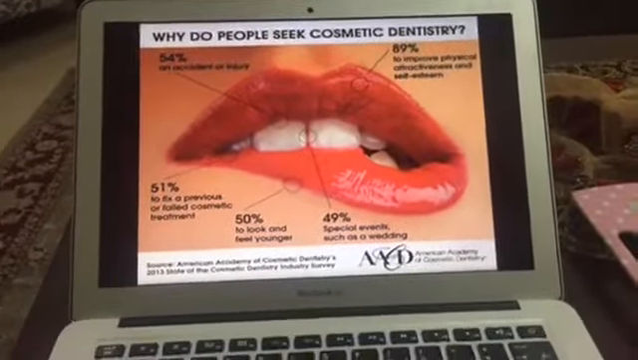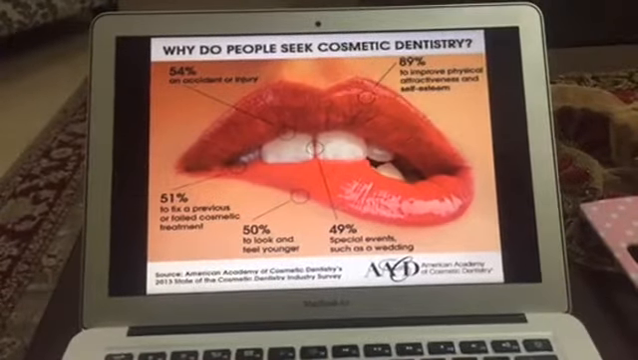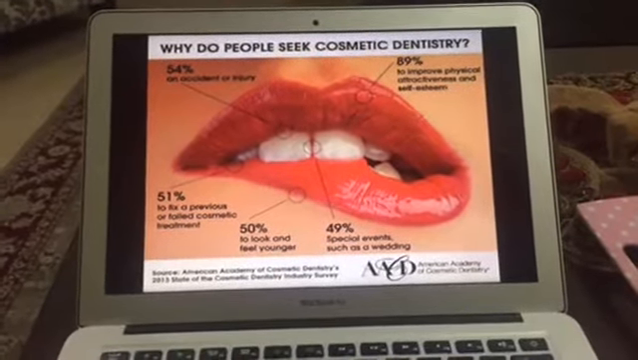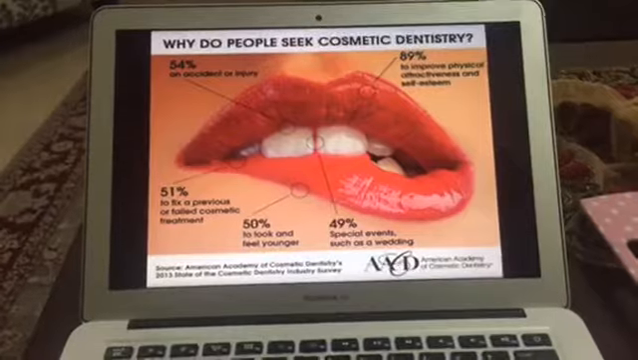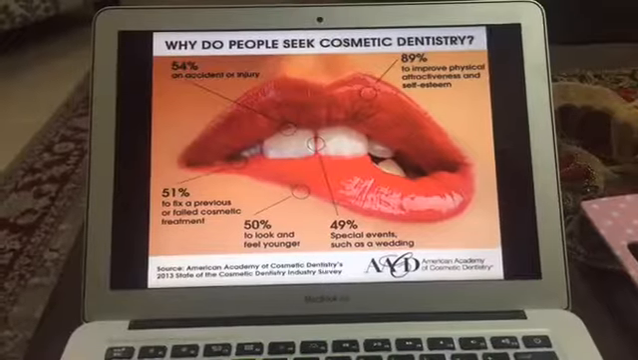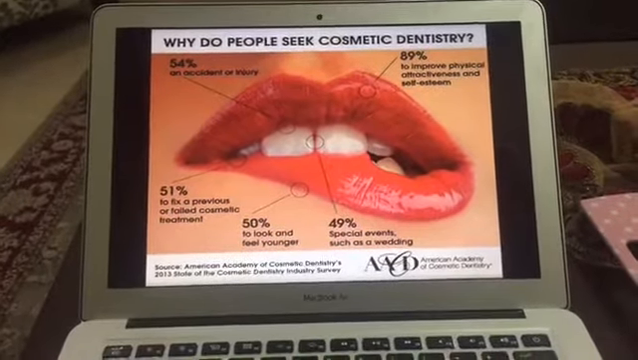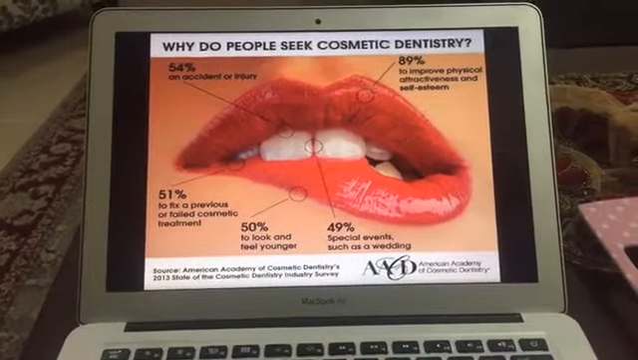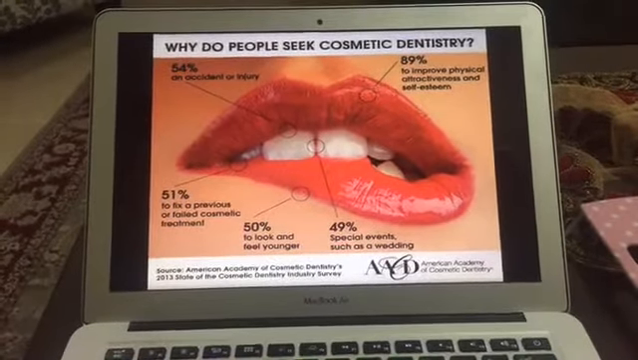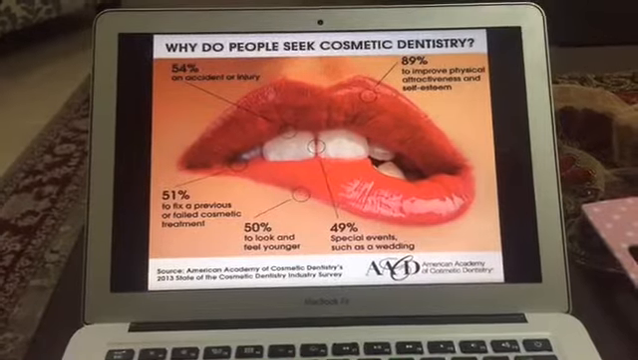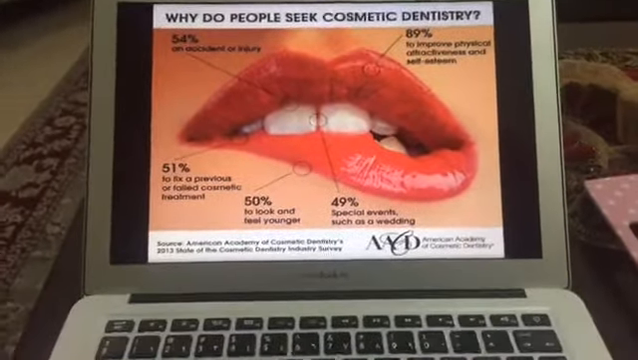I borrowed this photo from my friend in American cosmetic dentistry. Why did the patient come to us? This is a very important issue. The patient came to us to improve physical attractiveness and self-esteem, so it is very important for us to have very good knowledge about the anatomy and about beauty.